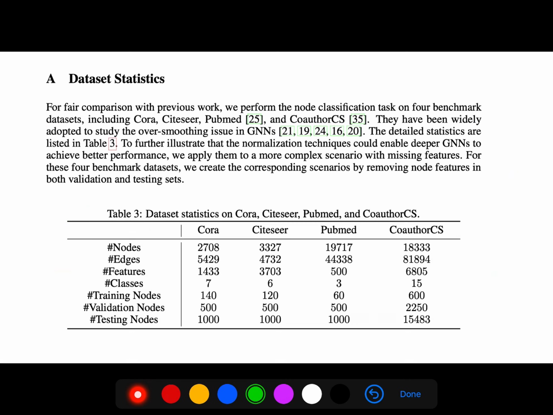This PubMed has 19,000 nodes. So it has more nodes, and therefore more edges. Classes only 3. But the co-authors class is 15.